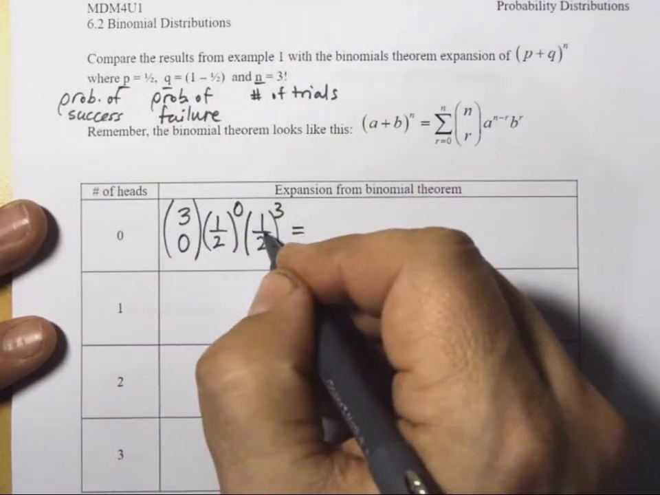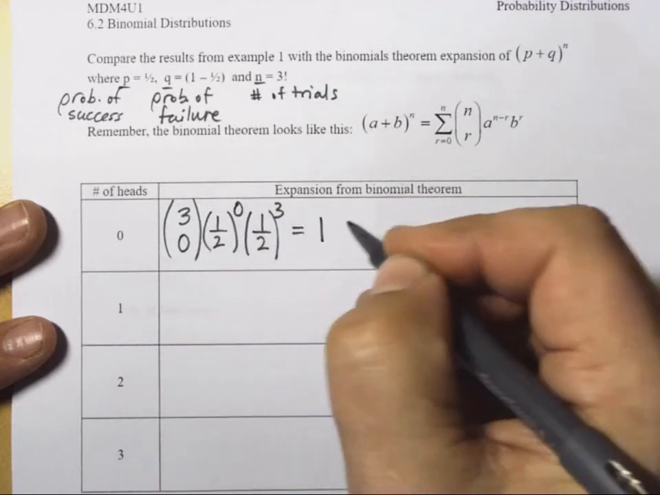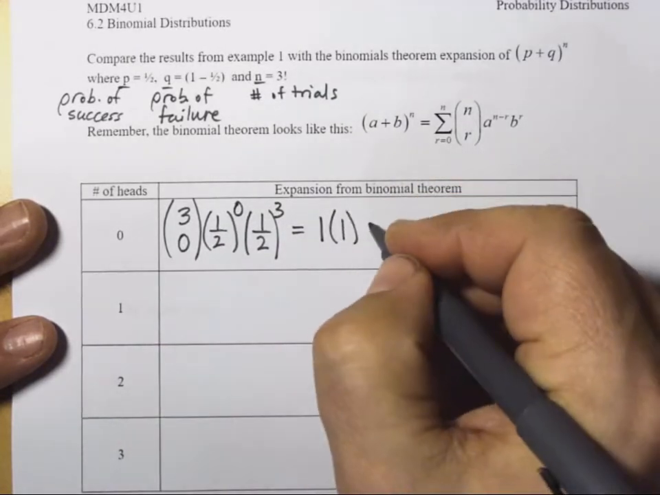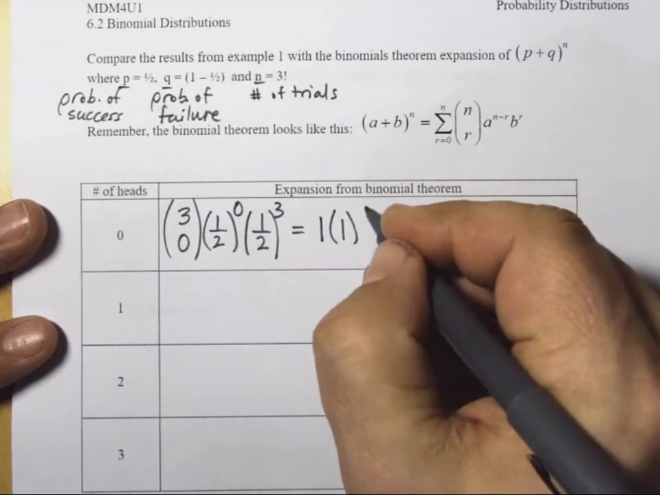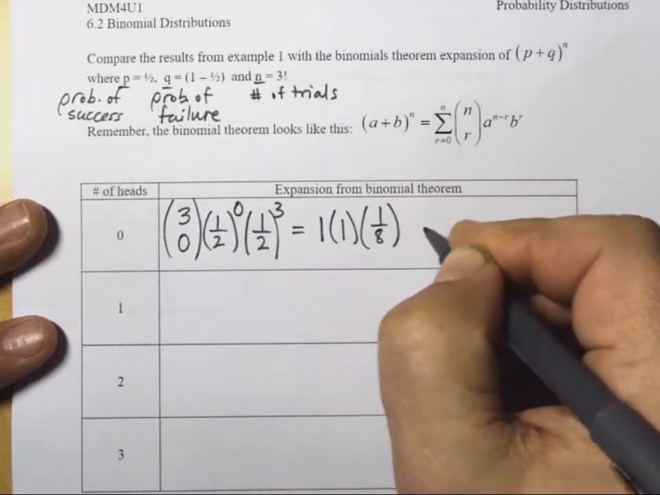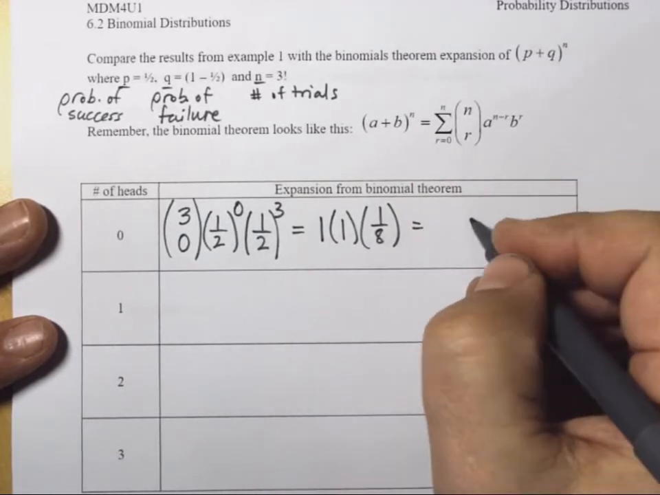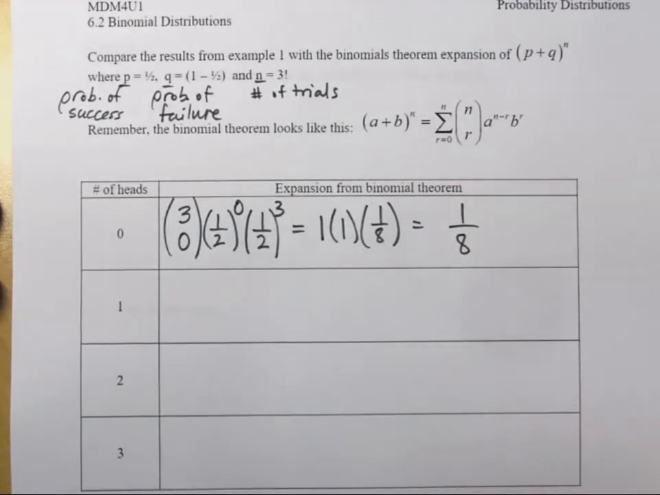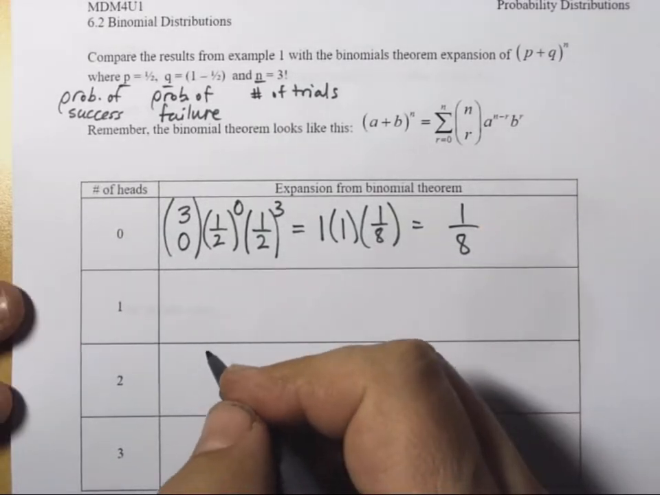If you actually multiply this out, we get 3 choose 0, which is 1, times 1/2 to the 0, which is 1, times 1/2 cubed, which is 1/8. What's 1 times 1 times 1/8 equal? 1/8. That's exactly the same answer as we had in our probability chart, or from the table, or from the tree diagram for that matter.